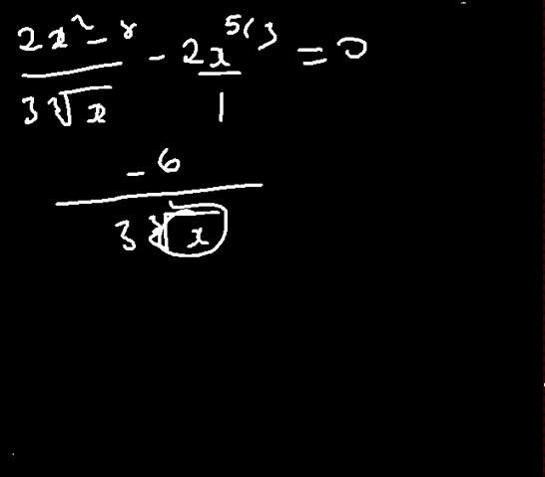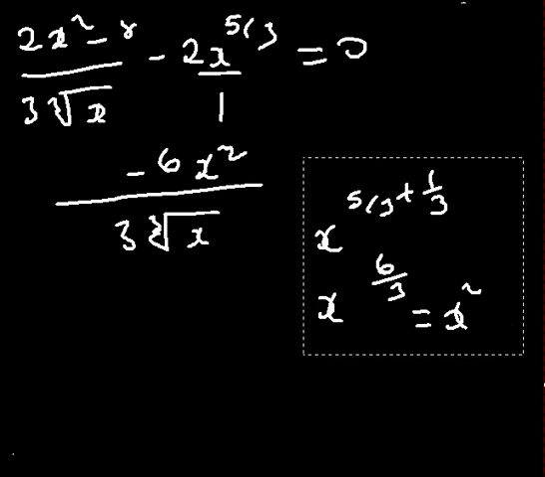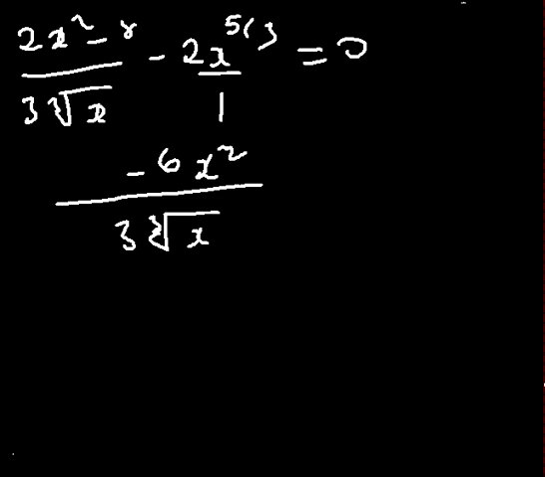But what will happen for these two? Using the laws of indices, we have x to the power 5 over 3 plus 1 over 3, because the cube root of x is the same as x to the power 1 over 3. So we have to add this. That should be x to the power 6 over 3, which is the same as x to the power 2. So we have x to the power 2 here. That's what will happen. And now from there, this is 1, and 1 times this will be 2x squared minus 8, and that is equal to 0.